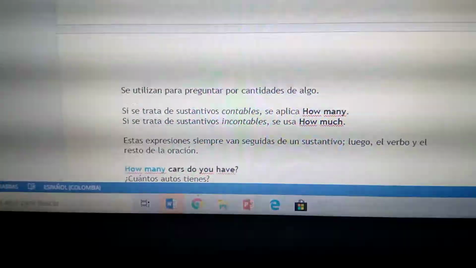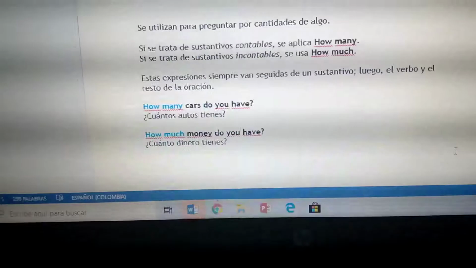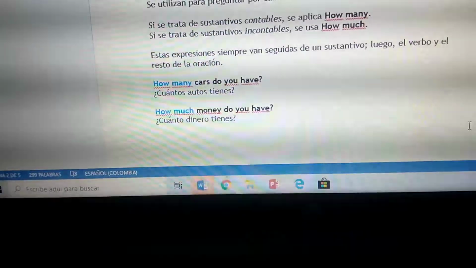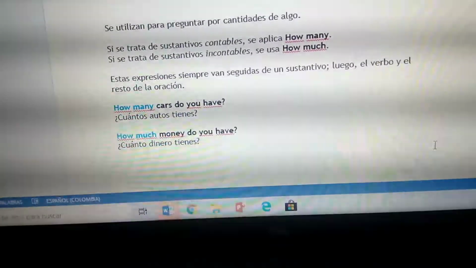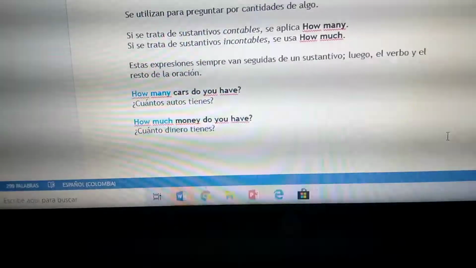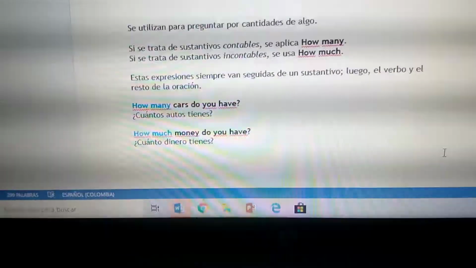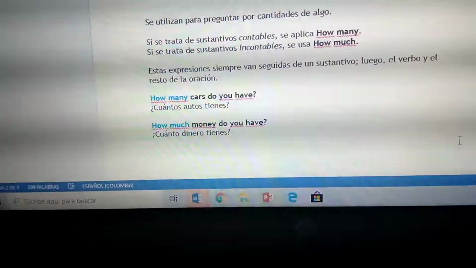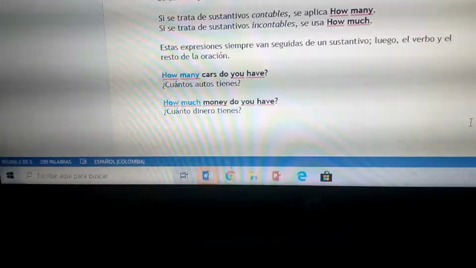How many and how much. They are used to ask for quantities of something. For countable nouns, how many is used: how many apples. For uncountable nouns, how much is used. These expressions are always followed by a noun, then the verb and the rest of the sentence. How many cars do you have? How much money do you have?